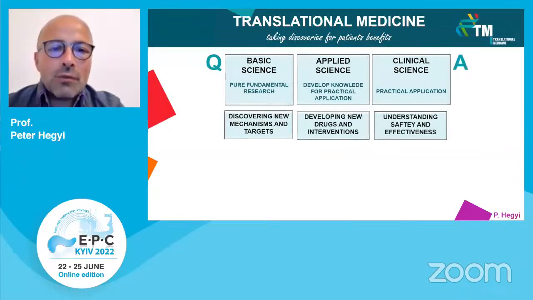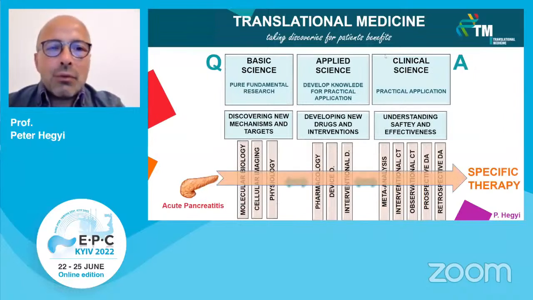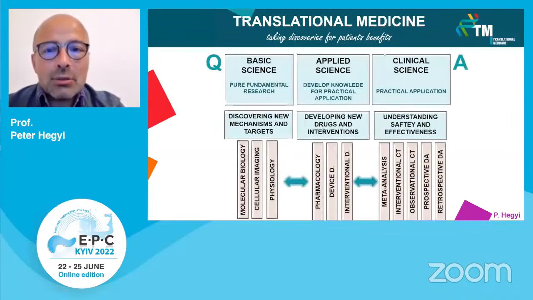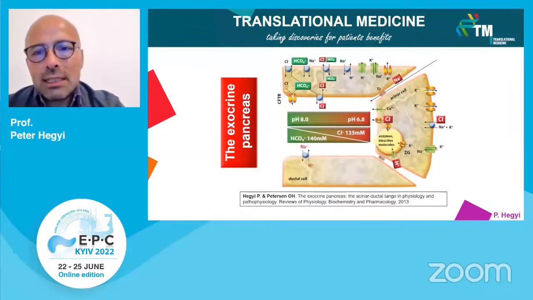To solve this problem and to have therapeutic targets and new therapeutic interventions, you must start at basic science, go through applied science and clinical science. Therefore, we first went for the basic science part, and we wanted to understand how acute pancreatitis develops. So our first part of experiments wanted to understand how the disease develops. However, first we must understand the basic physiology of the pancreas.